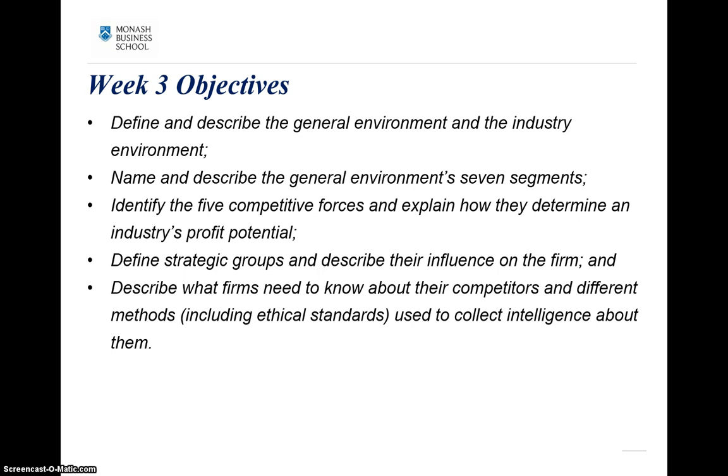Defining and looking at strategic groups and why they're important, especially within the context of strategy, how they'll help us understand where we are positioned as a firm as well as where our competitors are positioned. And finally, looking at what firms need to know about their competitors in particular and the different methods, including the relevant ethical issues, that are used to collect intelligence about those competitors.